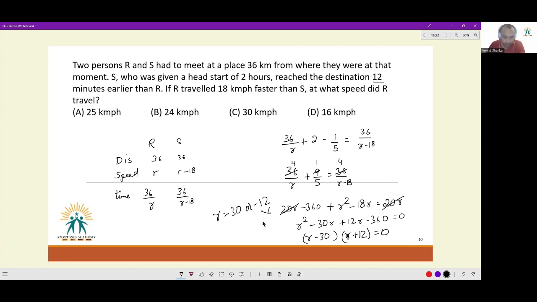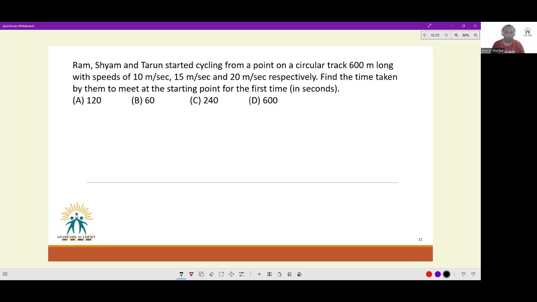Clearly the speed can never be negative. So the answer to the question has to be option C. Next question. And from this point onwards, we will have circular motion or circular path questions. Ram, Sham and Tarun started cycling from a point on a circular track 600 meters long with speeds of 10 meters per second, 15 meters per second, 20 meters per second respectively. Find the time taken by them to meet at the starting point for the first time.